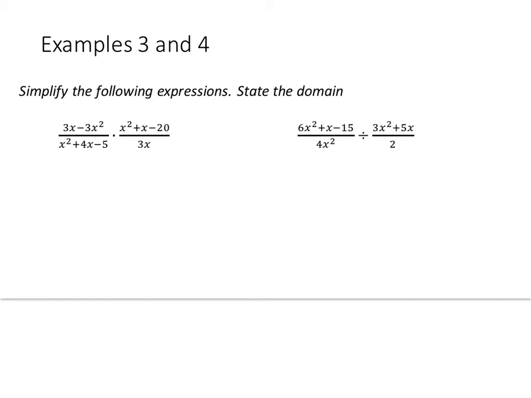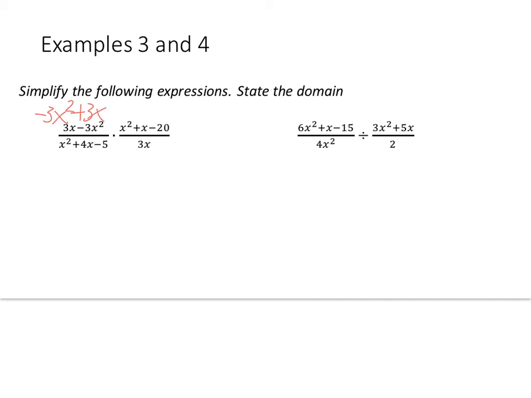Examples 3 and 4 are examples of multiplying two rational expressions and dividing two rational expressions. This really follows the exact same steps you've seen before. Factor everything, find the domain, and then cancel. So to factor this first example, the first thing I notice is that it's not in standard form. So I'm going to reorder it so that it's in standard form.